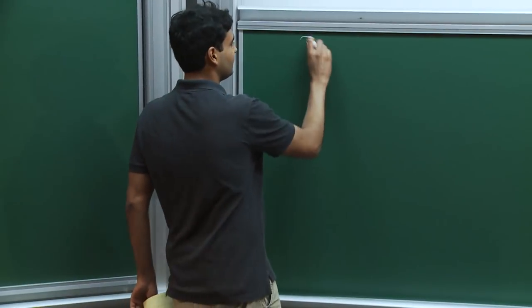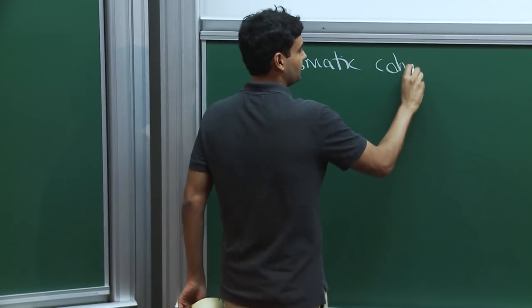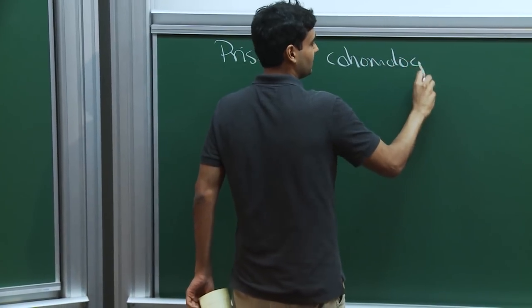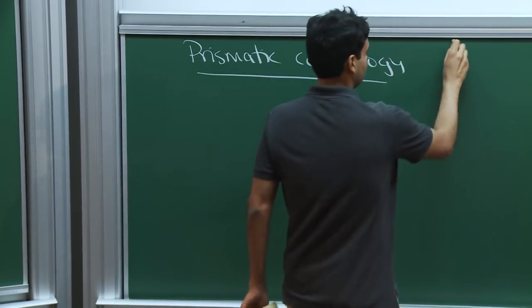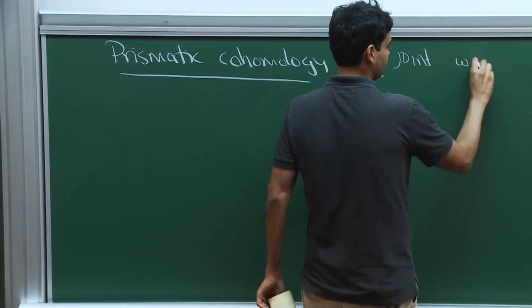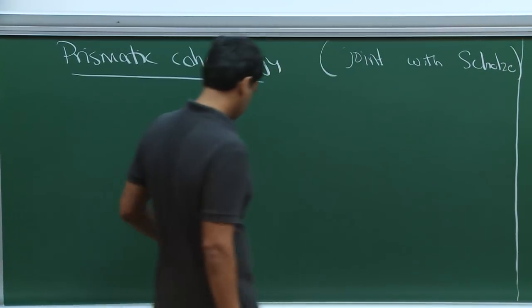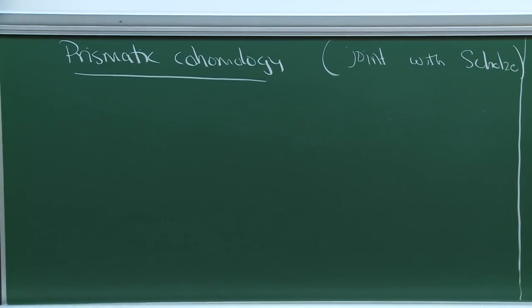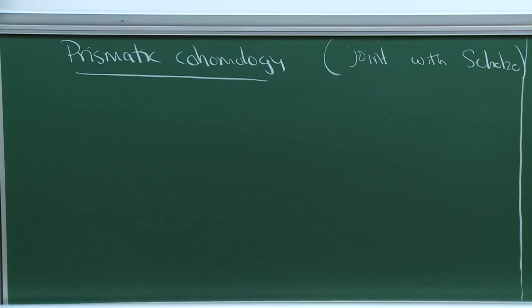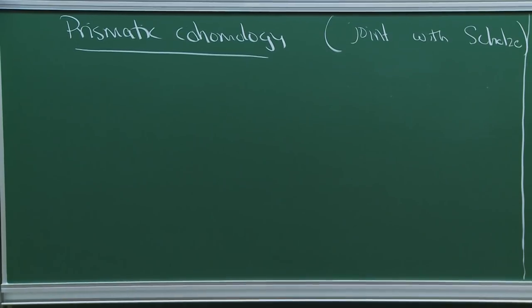Okay, so I want to discuss this theory of prismatic cohomology, which, everything I'm talking about is joint work in progress with Peter Scholze. And the idea is to somehow try and define a mixed characteristic analog of crystalline cohomology.